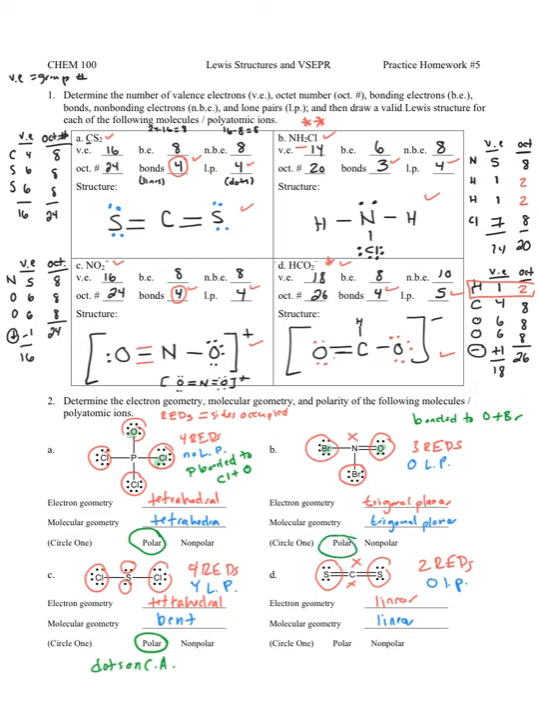The only one that's nonpolar is D, right? No lone pairs, and the carbon is only bonded to sulfur.